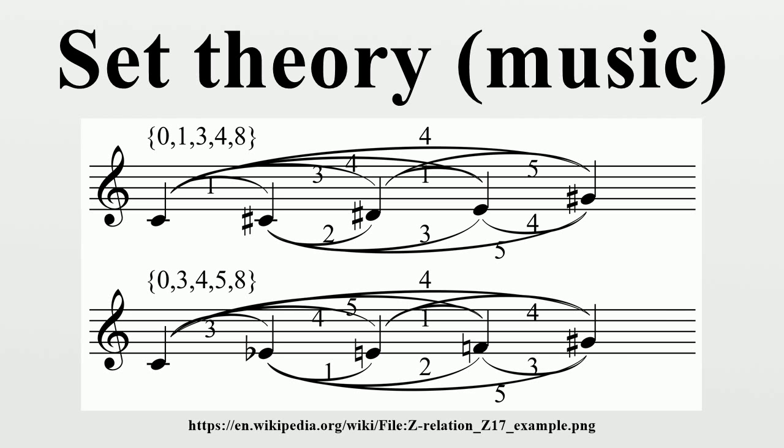The interval between the third element of the series and the second is 1, the interval between the second element of the series and the first is 1, the interval between the first element of the series and the fourth is 5, and the interval between the last element of the series and the third element is 5. Symmetry is therefore found between T0 and T2I, and there are 12 sets in the TnI equivalence class.